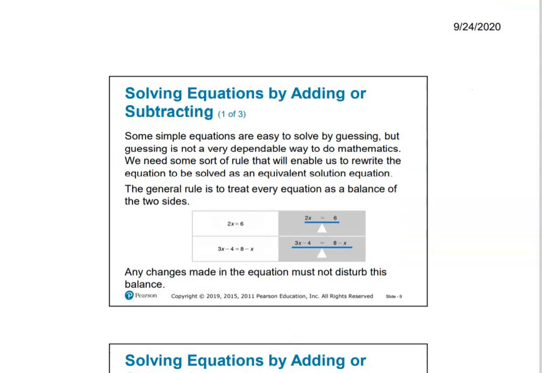Some simple equations are easy to solve by guessing, but guessing is not a very dependable way to do mathematics. We need some sort of rule that will enable us to rewrite the equation to be solved as an equivalent solution. The general rule is to treat every equation as a balance of two sides. Any changes made in the equation must not disturb the balance.